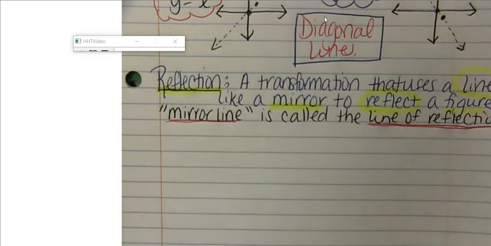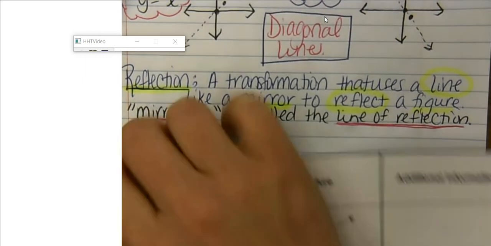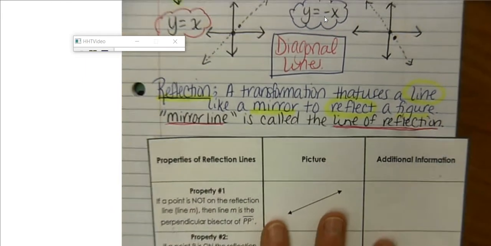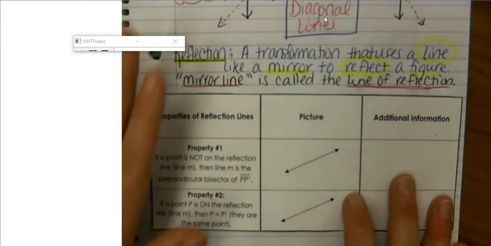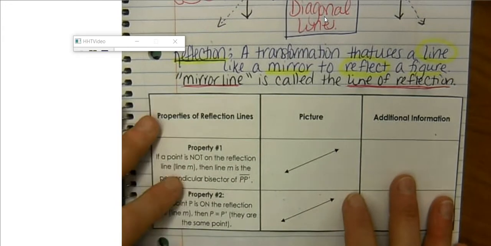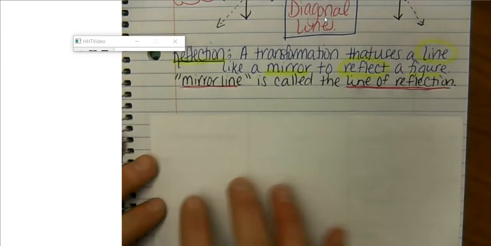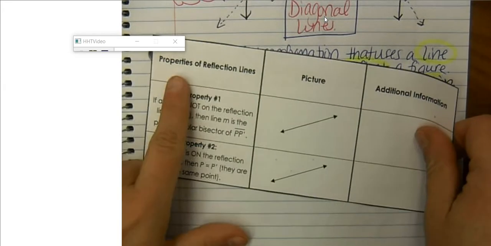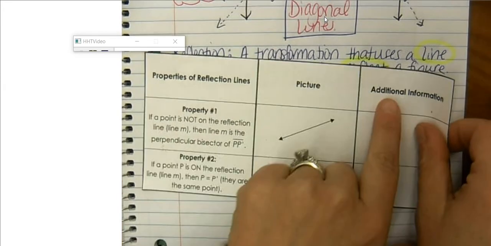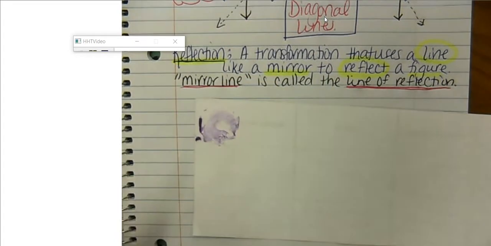Before we start talking about those specifics, what I would like to do right now is have you take out your properties of reflection lines. So let's go ahead and talk about these properties. Please paste this cutout, the cutout that has properties of reflection lines, picture, and additional information, directly into our notebook.